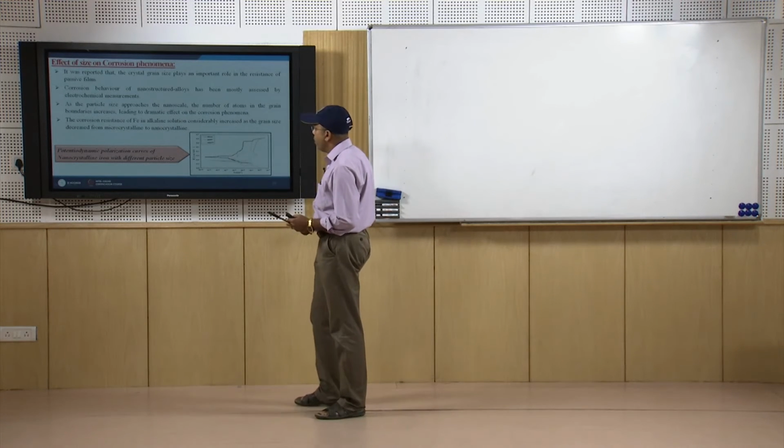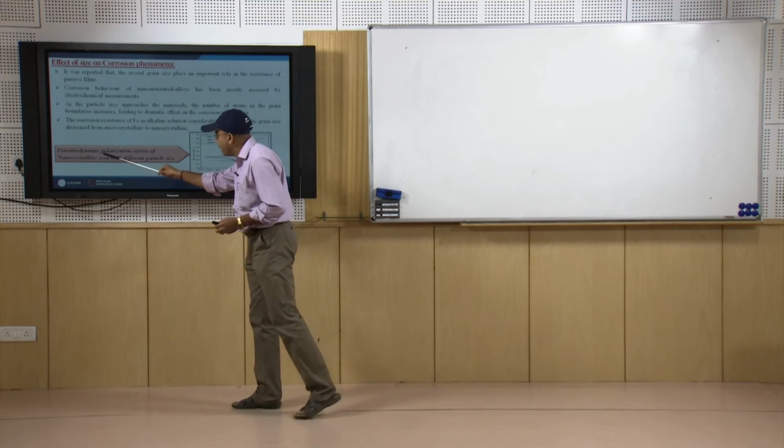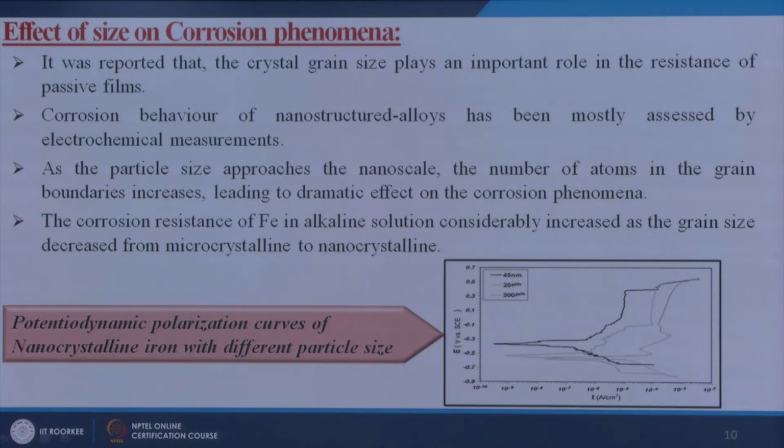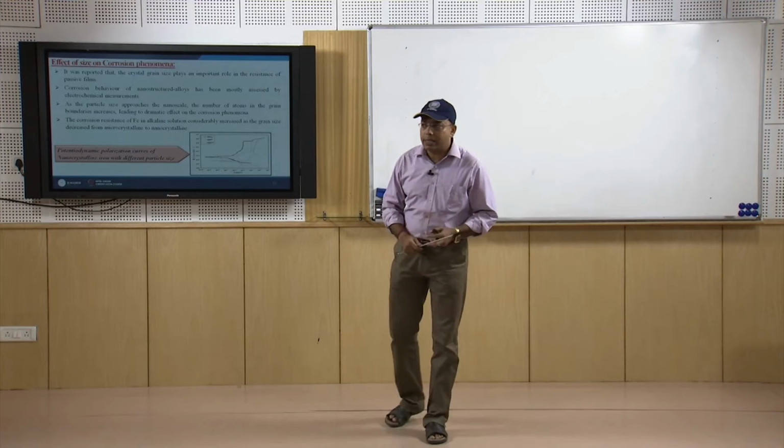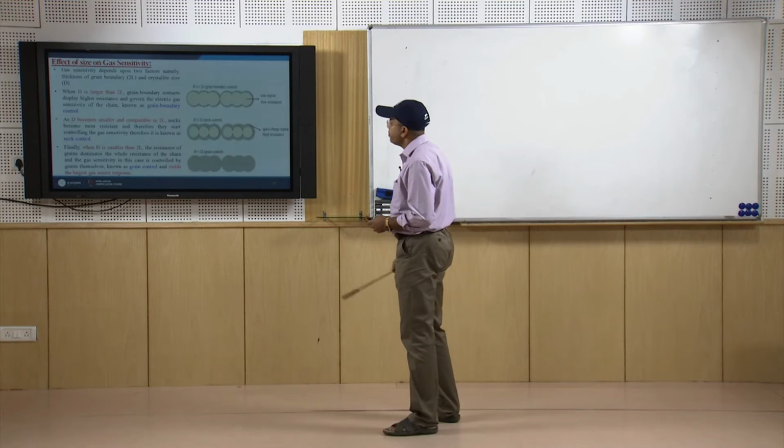Below is a figure where we give the potentiodynamic polarization curves of nanocrystalline iron with different particle sizes. You can see that we have given the graph for 40 nanometer particle size, 20 micrometer particle size, and 300 micrometer particle size. When we are talking about the smaller particle size, you can see the area is much broader. That means the corrosion resistant property of that particular material is tremendously increasing.